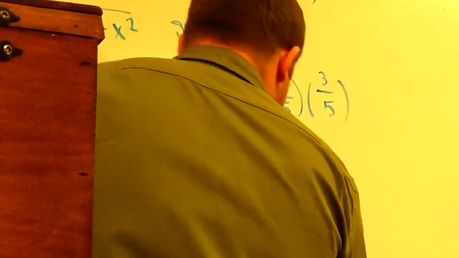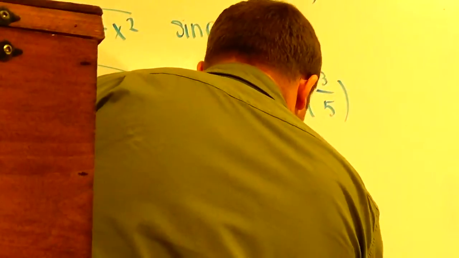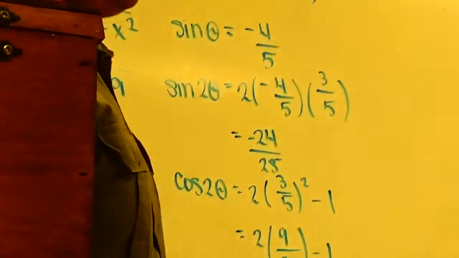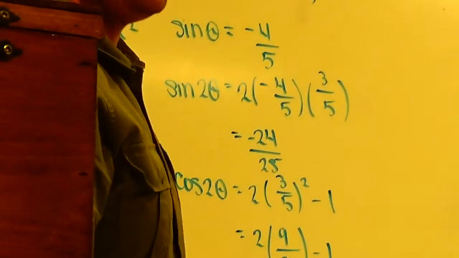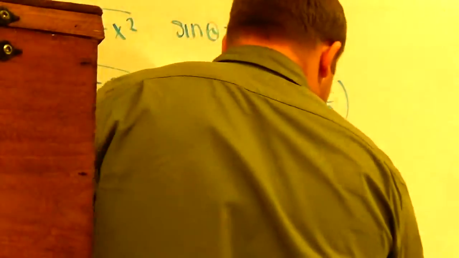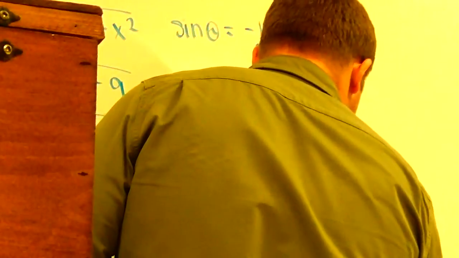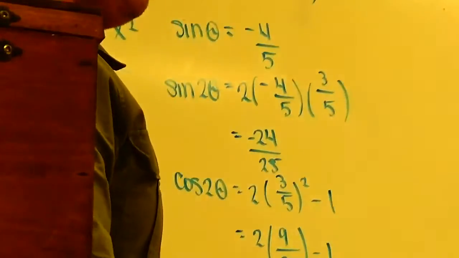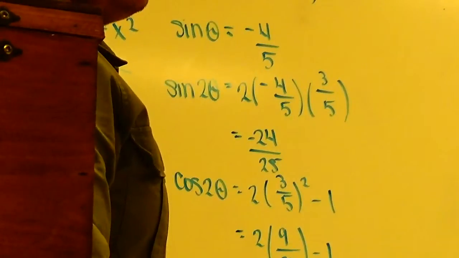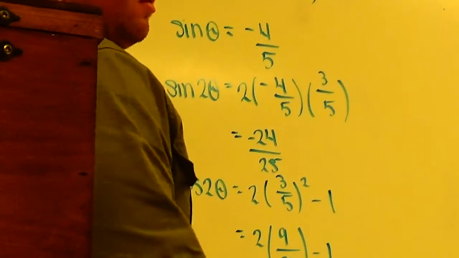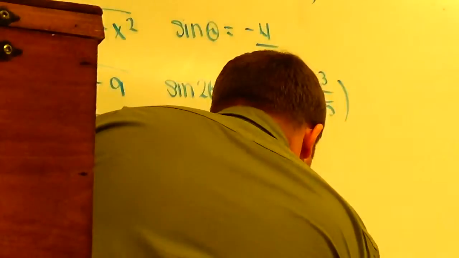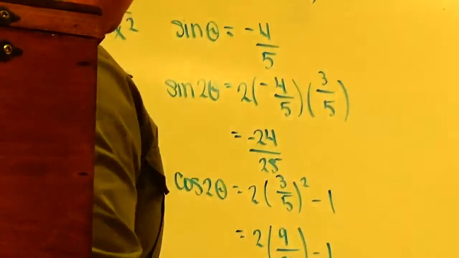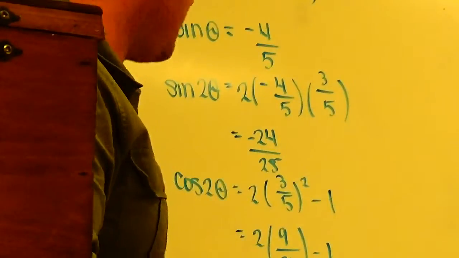2 times 9 is 18, so we've got 18/25 minus 1. What does this 1 have to become so I can combine it with this fraction? 25/25. What's 18 minus 25? Negative 7. So this becomes negative 7/25. Now we have the sine of 2 theta and the cosine of 2 theta.